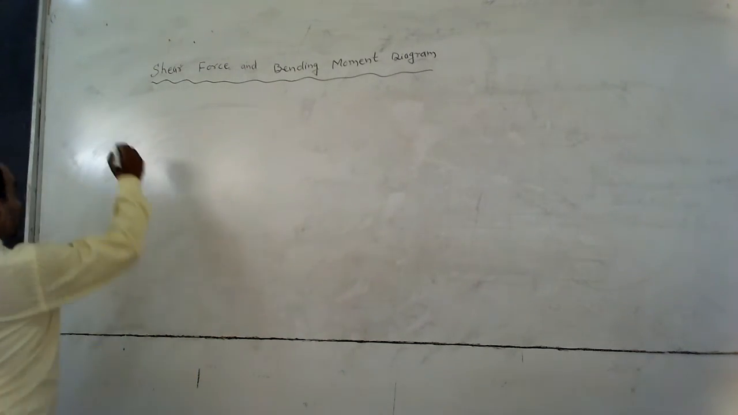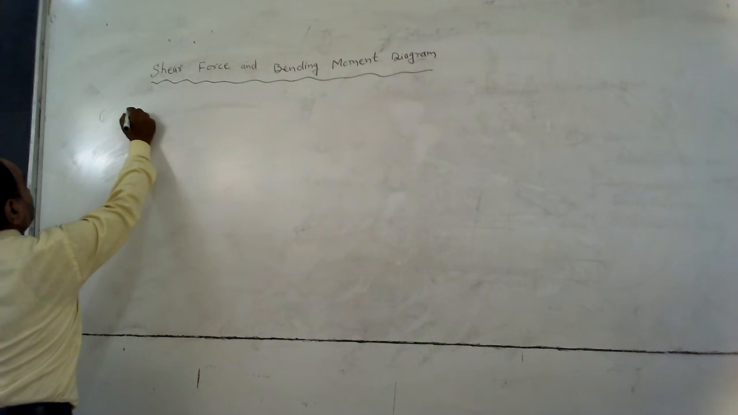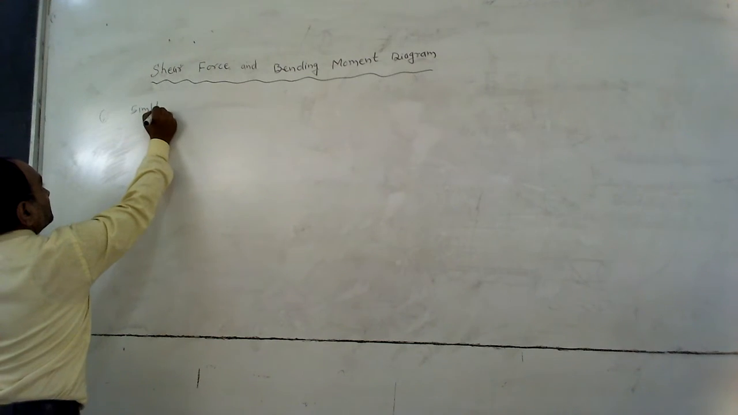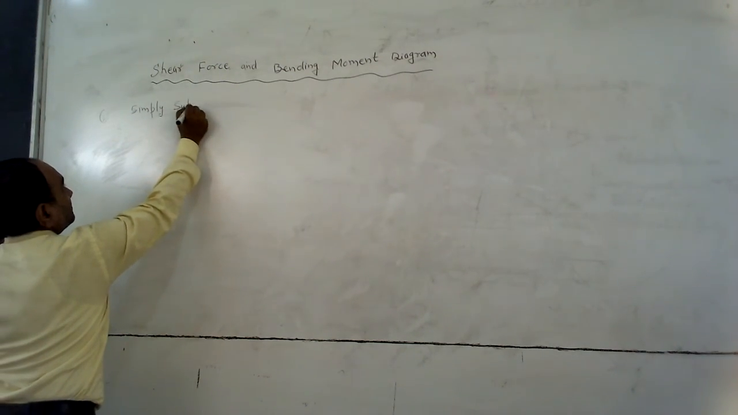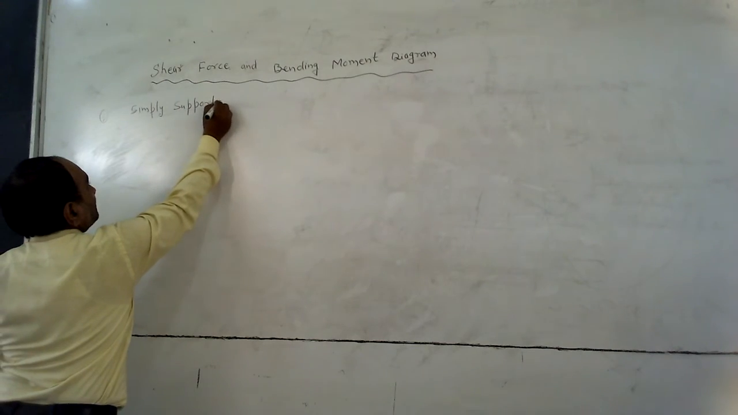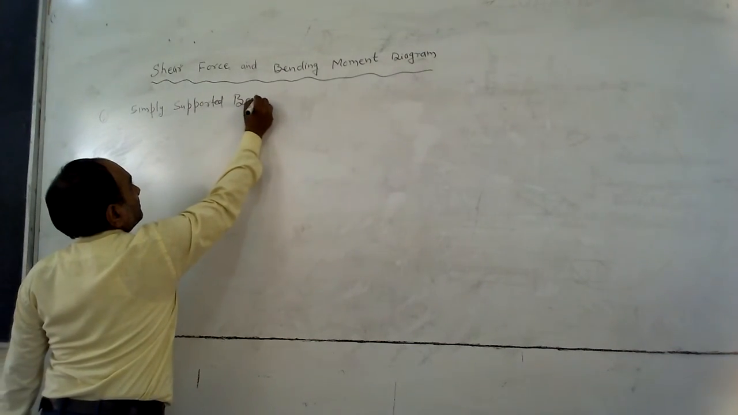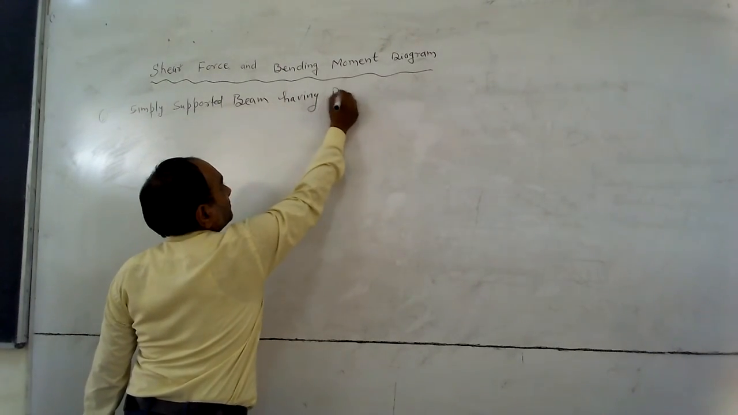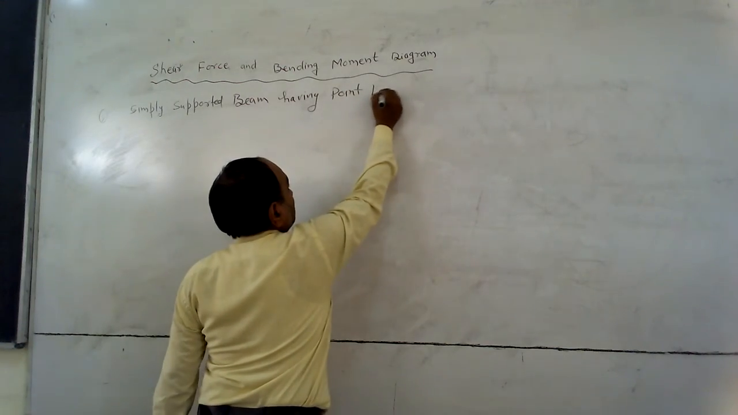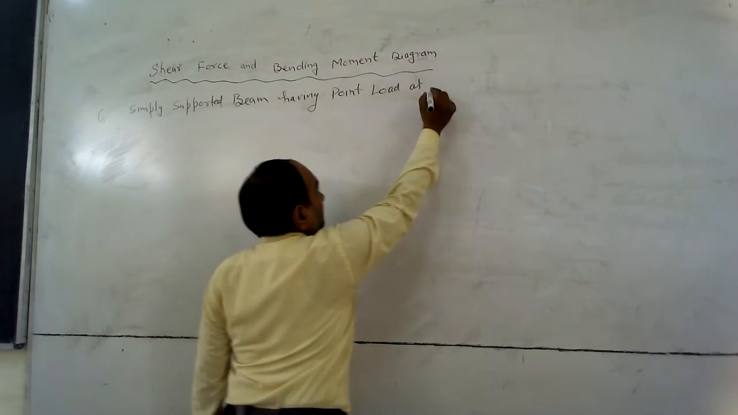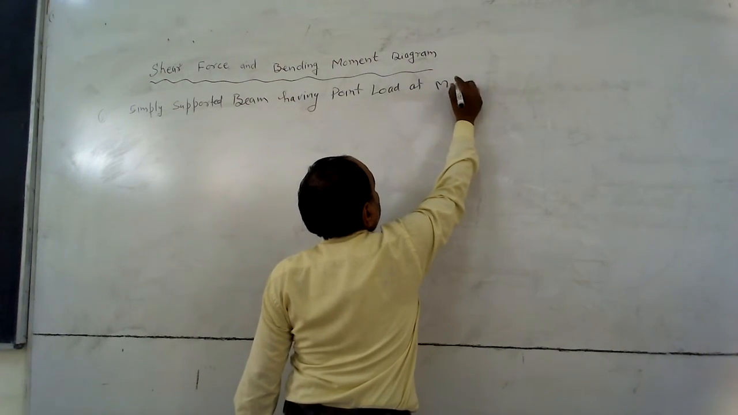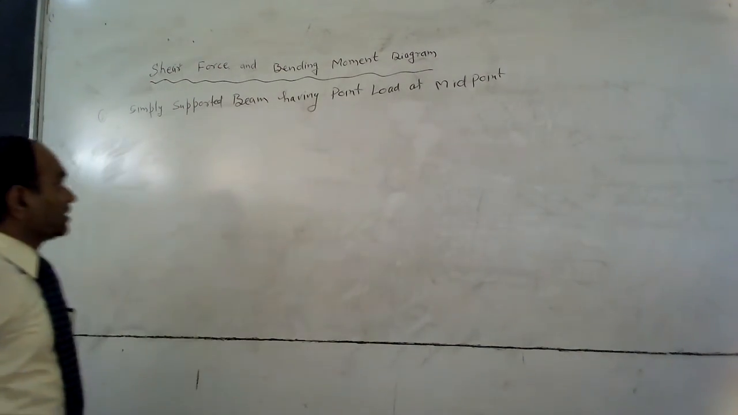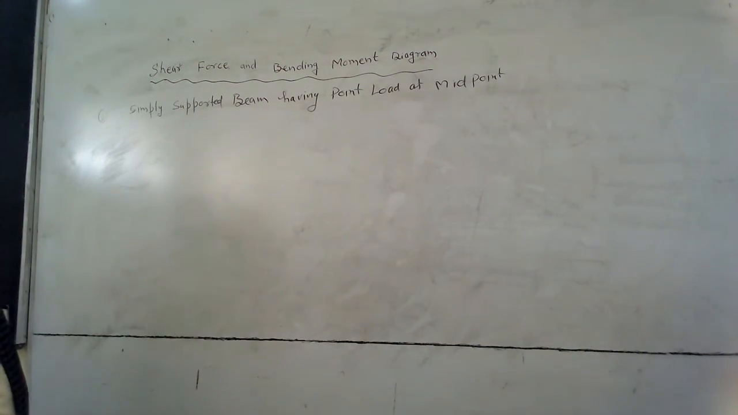So the very first case I am taking is a simply supported beam having a point load at midpoint. Simply supported beam having point load at midpoint.